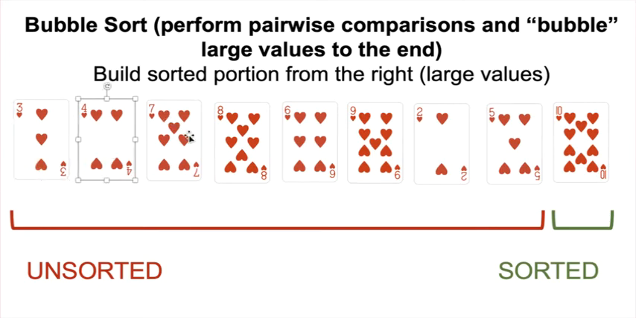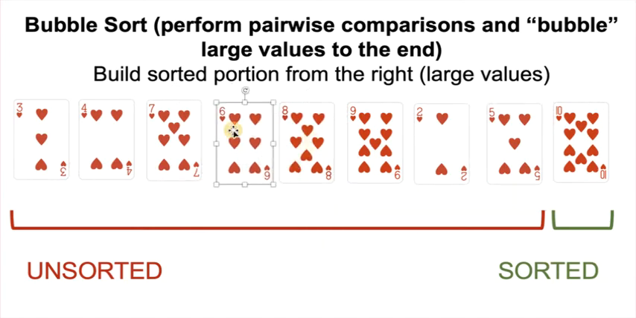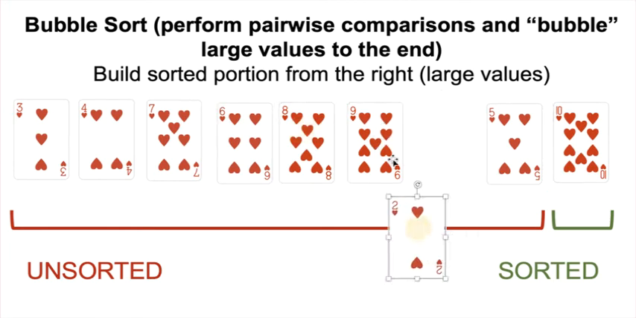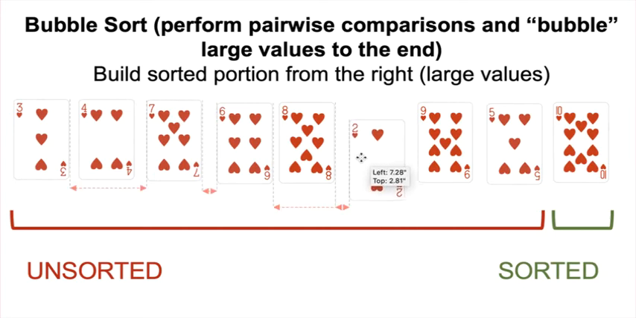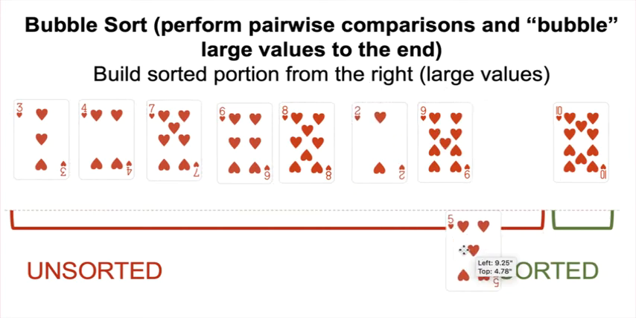Is 4 greater than 7? No. Is 7 greater than 8? No. Is 8 greater than 6? Yes. So we swap. Is 8 greater than 9? No. Is 9 greater than 2? Yes. So we swap, and we watch 9 bubble to its spot. 9 greater than 5? Yes.